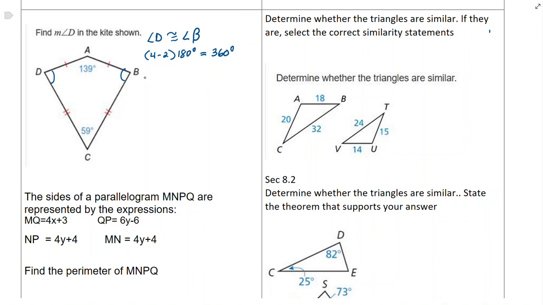And then we're going to take that 360 degrees and subtract the angles we know. We know it's going to be twice the remaining angle. So when we do that math, I end up with 162. So x is 81 degrees. Right.